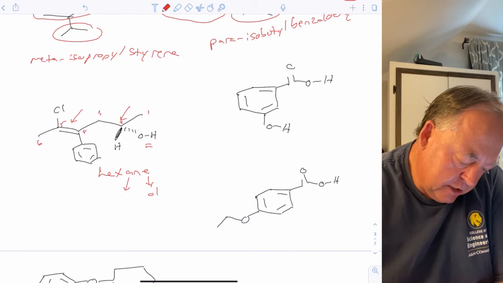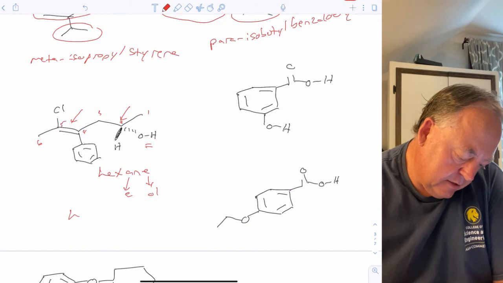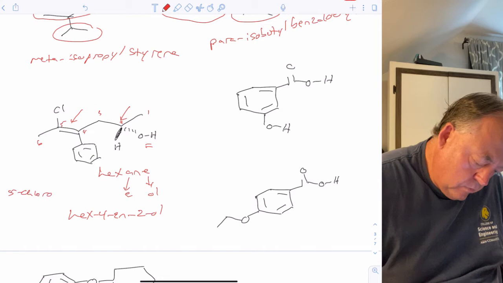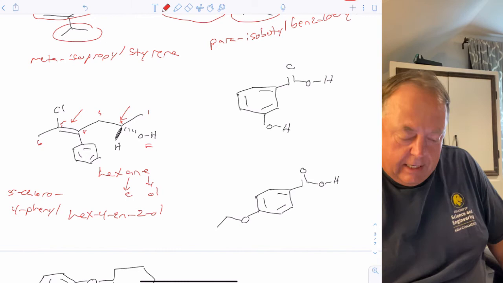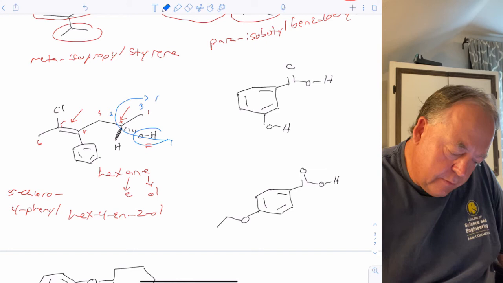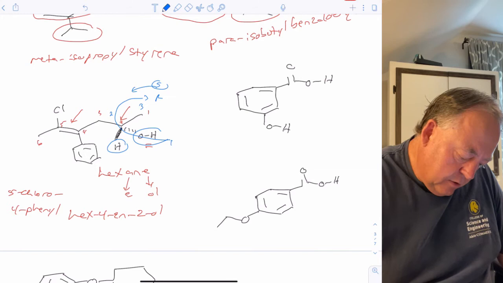So this is a hex-4-en-2-ol, and then you have 5-chloro, and then you have 4-phenyl. And now the stereochemistry. So R and S: that's priority 1, that's 2, and that's 3. 1 to 2 to 3 is clockwise, that would be R. 4 is on the solid wedge, so you have to reverse it, so it's S. So it's 2S.